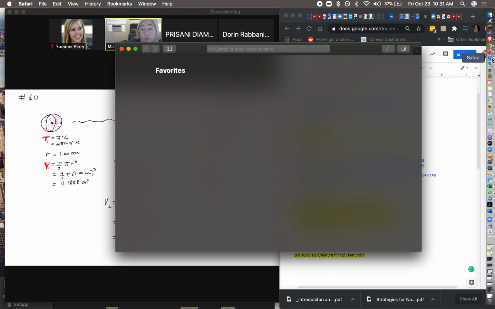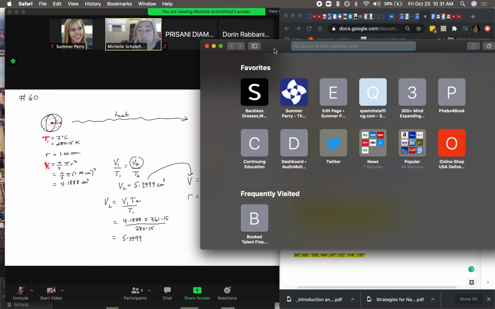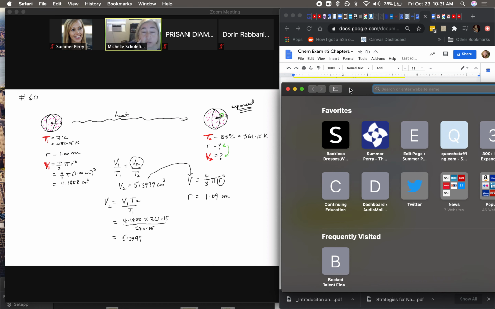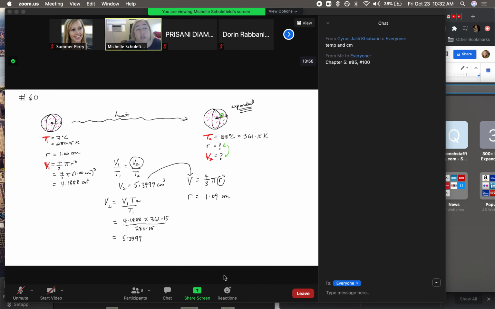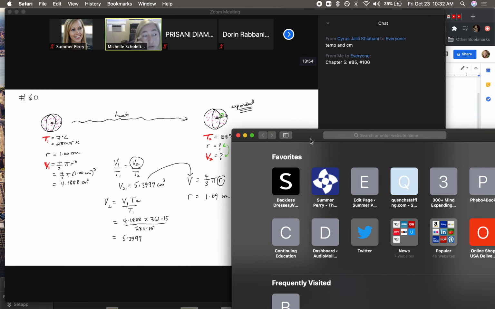So yes, in this problem we had to realize that the fundamental change taking place was a change in the volume of the system. We heat it, gases expand, volume increases. And so the relationship that was going to help us out here was ultimately Charles' law.